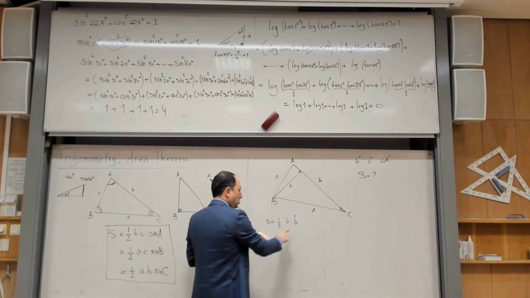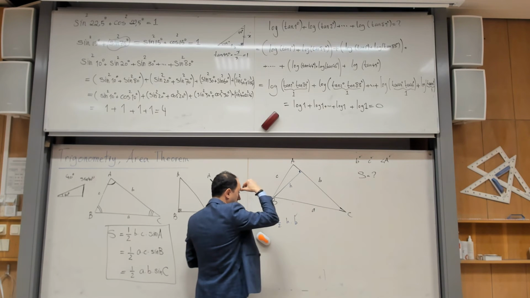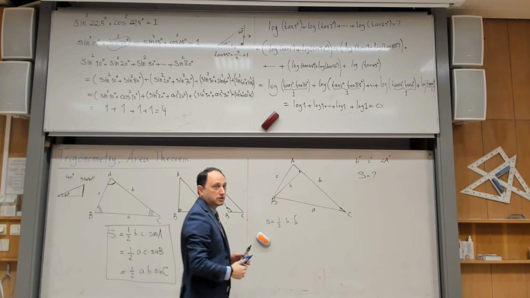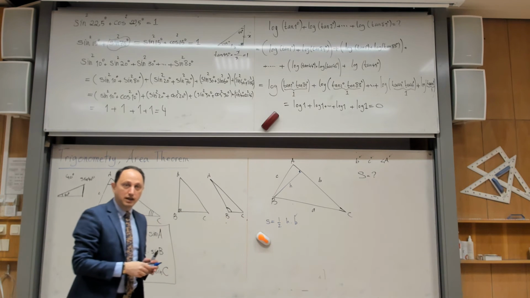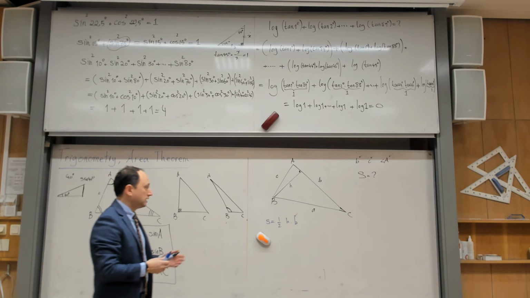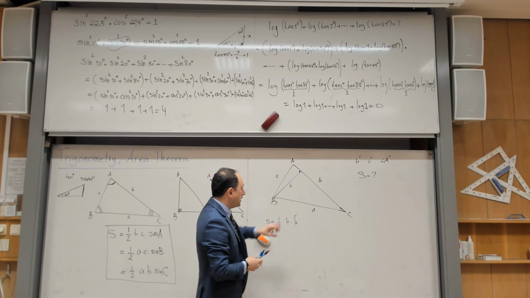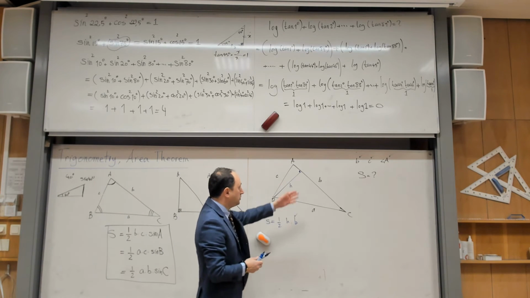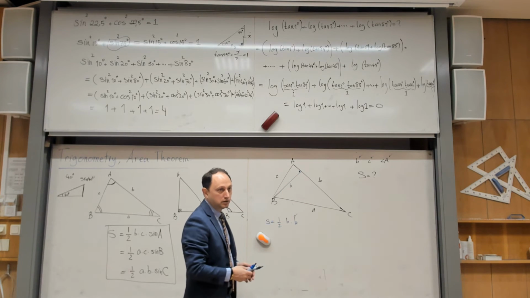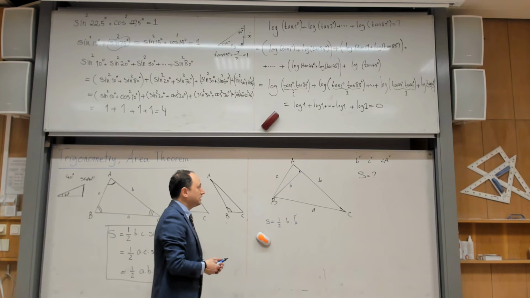B is given in my list. 1/2 is not a problem. H is not given in my list. So I have to get rid of H in favor of the known parameters. I have to remove H and somehow replace it with something related to B, C, and angle A only. But then it becomes immediately clear.